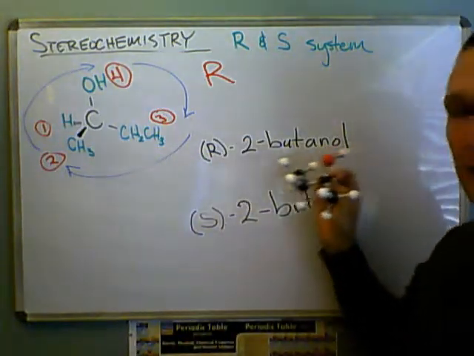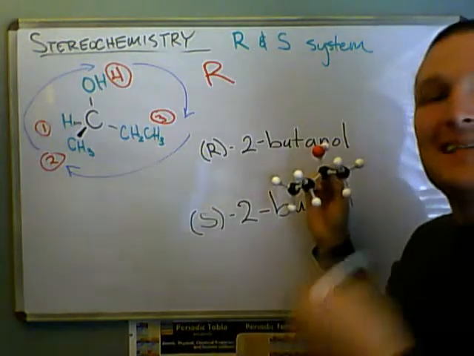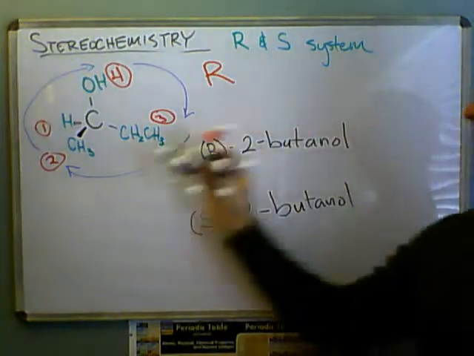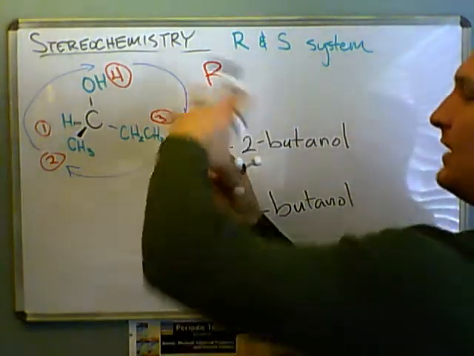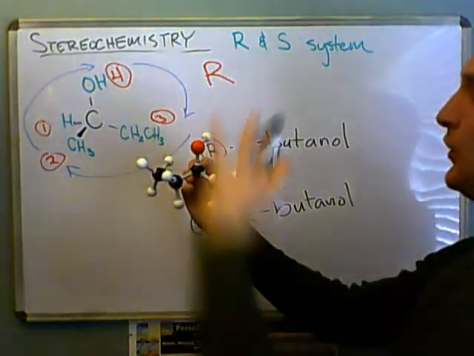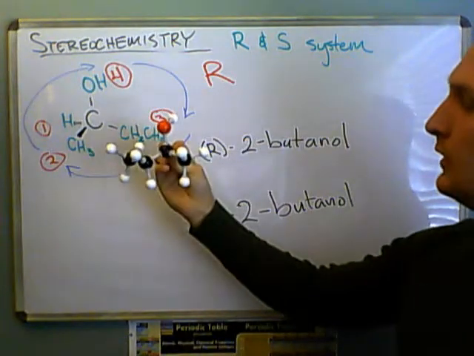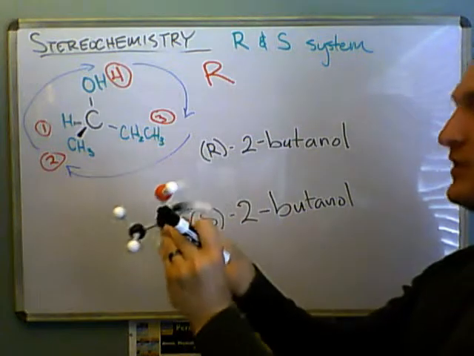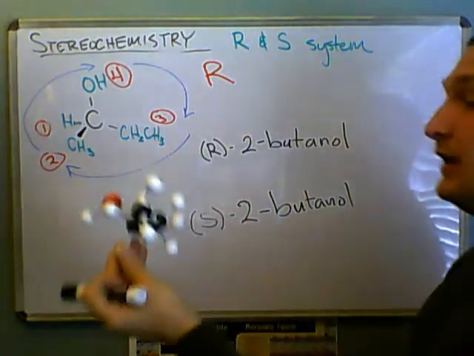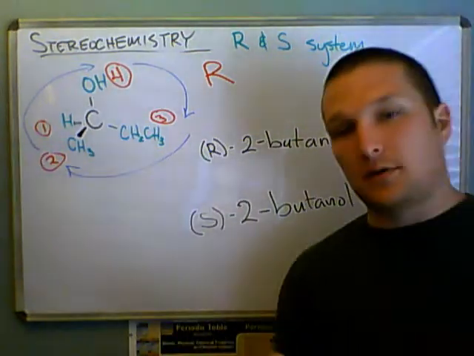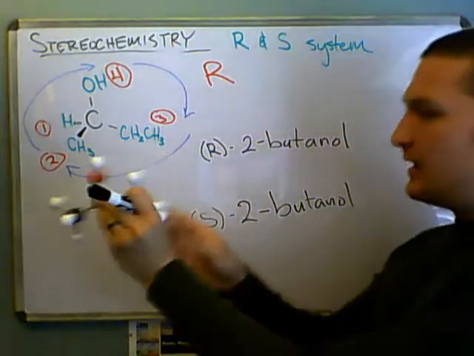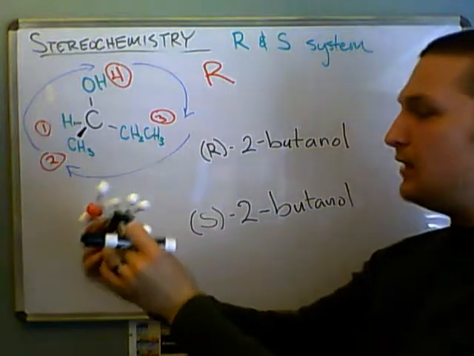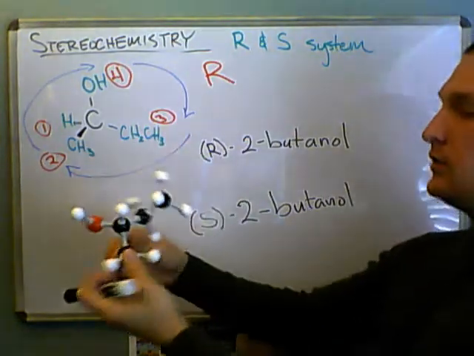Sinister is Latin for left-handed, so S. And so you could think of that as a left-handed turn, or whatever. So you can see that these are not the same molecules here. They're stereoisomers of each other. And in fact, they're enantiomers, because this, the S-2-butanol, is a mirror reflection of the R-2-butanol.